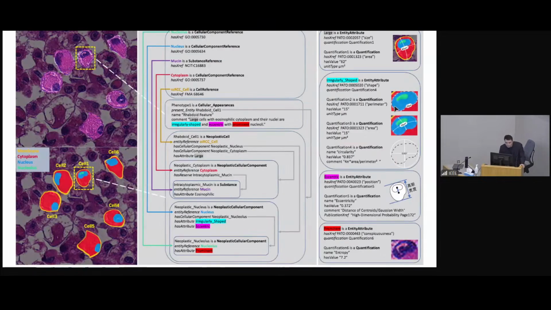And to standardize the terms used to denote the large, irregular shape and rhabdoid cell, each of the instances has a cross-reference to the ontological terms. For example, we use the PATO to standardize the representation of the pathological features.